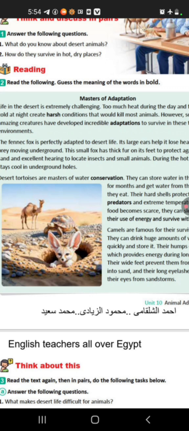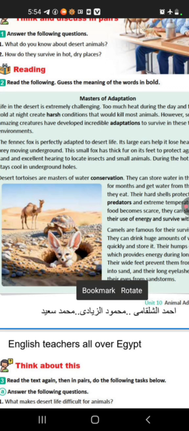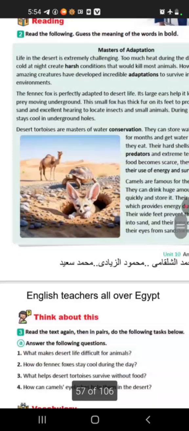How do they survive in hot and dry places? I think they must develop themselves to live in this place, because I think that the desert is not a simple place to live. It's very hard, and they have to develop themselves to be able to live in this hard place. Let's read the text. The text is called Masters of Adaptation.